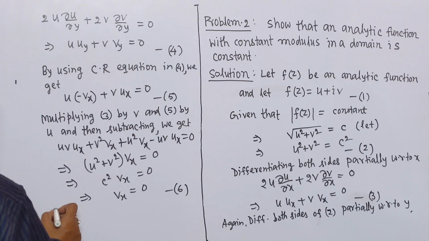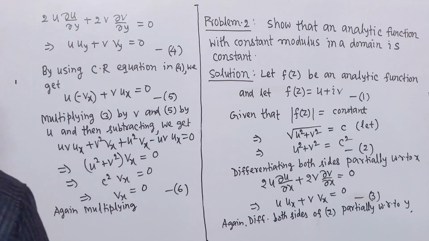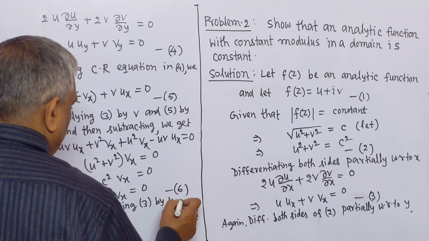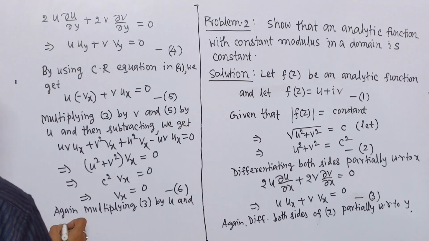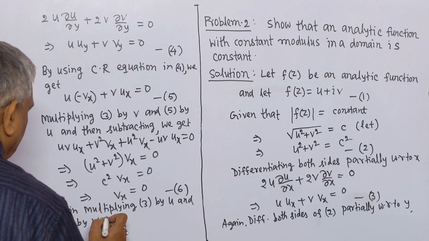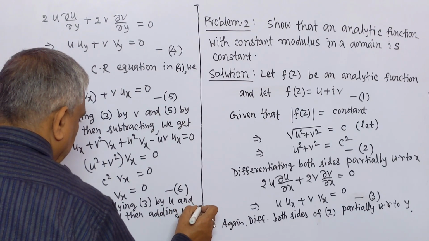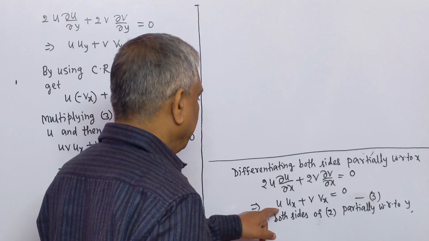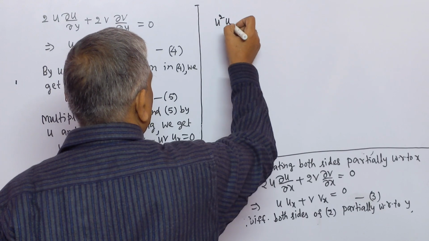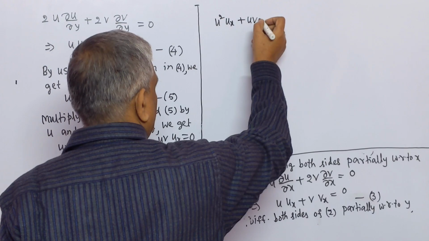Again, multiplying 3 by u and 5 by v and then adding, we get multiplying 3 by u square u_x plus uv v_x.